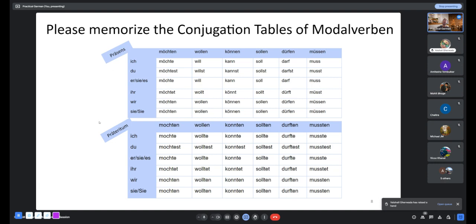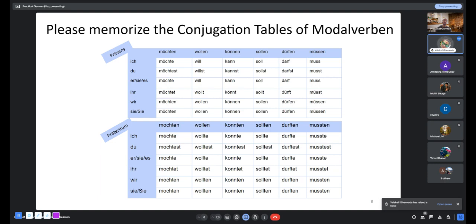In past tense, Präteritum, this is the conjugation table. Anyone wants to read? I believe, yeah, Vaishali, you can continue reading. Ich möchte, du möchtest, er, sie, es mochte. You're reading the bottom table. No, I'm reading this Präteritum. Yeah, but it is O, right? So mochte. Here it was O umlaut, so you read möchte, but here it is O. So it is not umlaut, right?